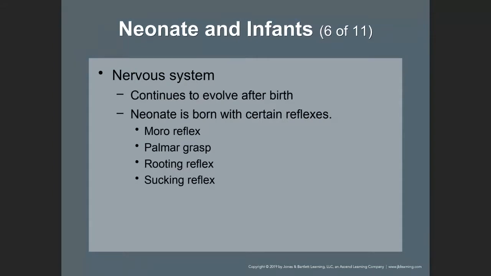For their nervous system, it continues to evolve after birth. A neonate is born with certain reflexes. They have the Moro reflex, palmar grasp, rooting reflex, and sucking reflex.